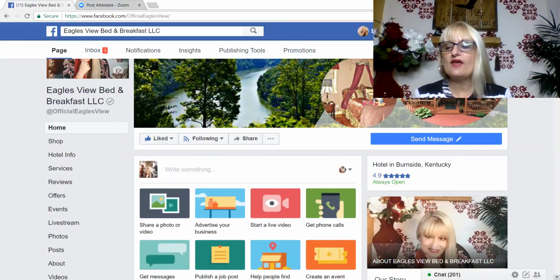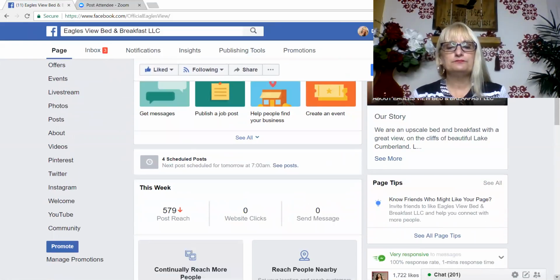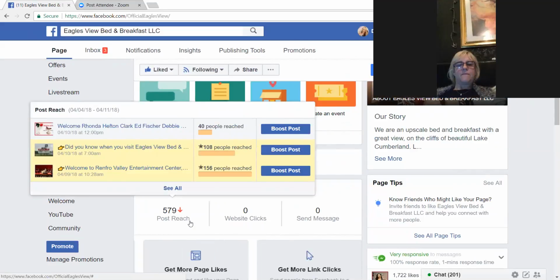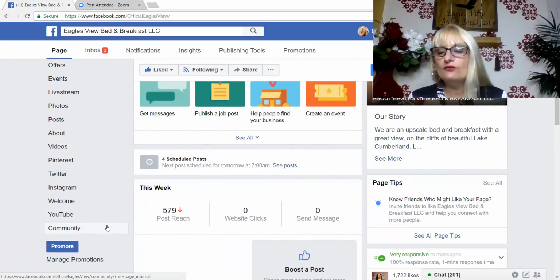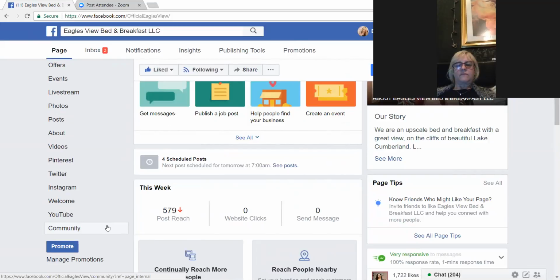I want to show you what has happened. I want you to look at this number. Can you see it? Do you see post reach? Do you see what it says? Do you see how it's down? That's the number that I'm wanting you to look at. When I left to go on vacation, my post reach was over 2,000. Because I was on vacation and there were days that were missed with my scheduled posts, that is what it's dropped down to.